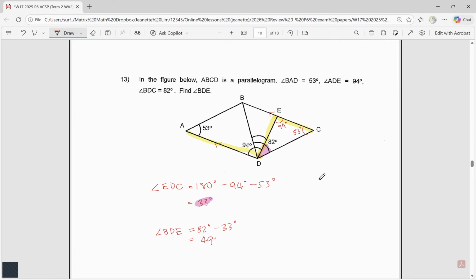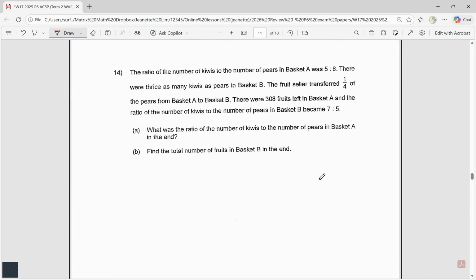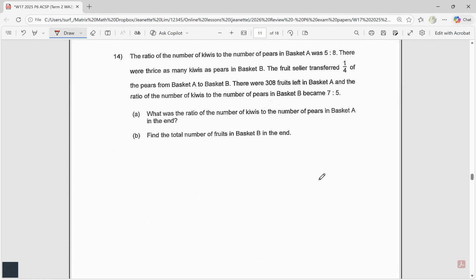Okay, next question. 14 is a bit harder. The ratio of kiwis to pears in basket A was 5 to 8. There were thrice as many kiwis as pears in basket B. Fruit seller transferred 1/4 of the pears from A to B. There were 308 left in A, and the ratio of kiwis to pears in B became 7 to 5. So what is the ratio of kiwis to pears in A in the end?